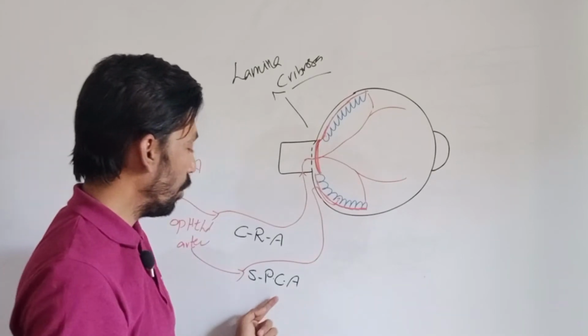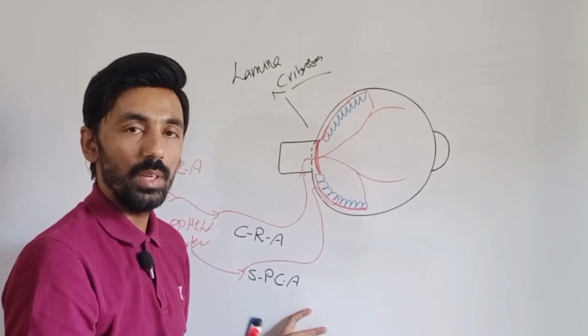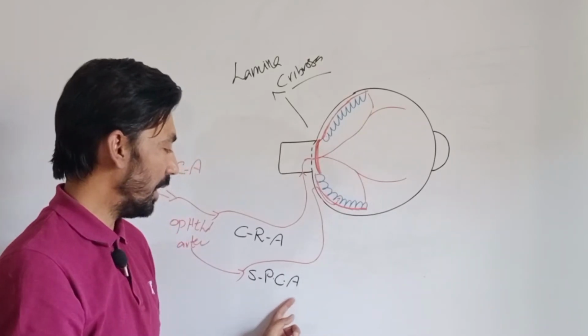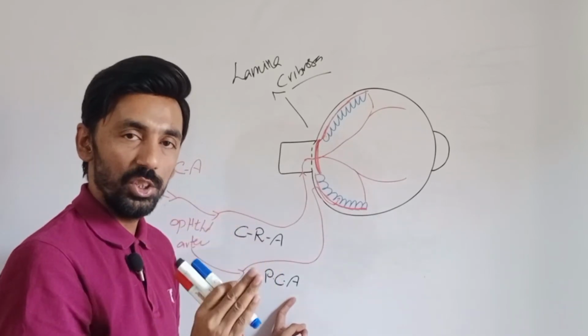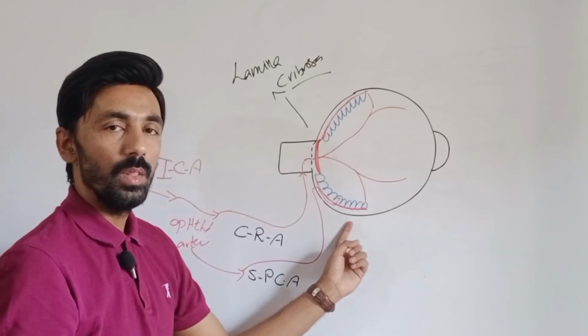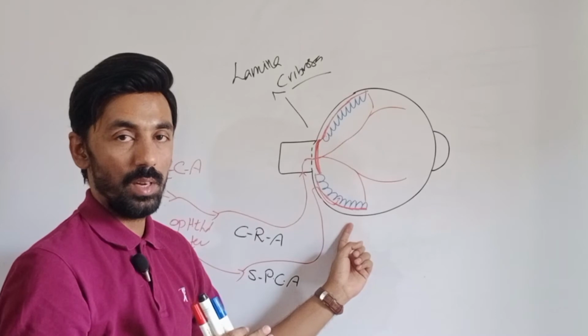But this short posterior ciliary artery will give supply to the outer 5 layers of the retina. You have to keep it in mind. This is an important point, that the short posterior ciliary artery will give its nourishment, arterial nourishment, blood nourishment to the outer 5 layers of the retina. You know, the retina has 10 layers, right?